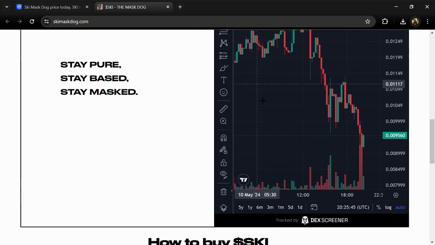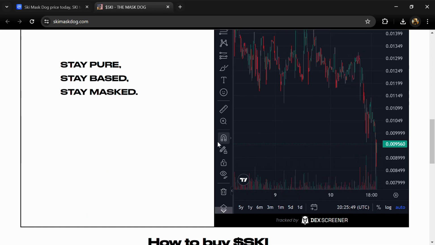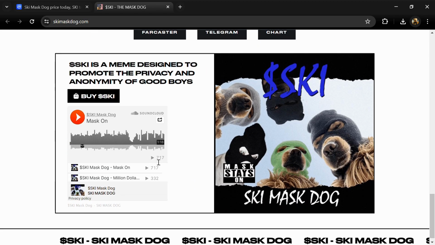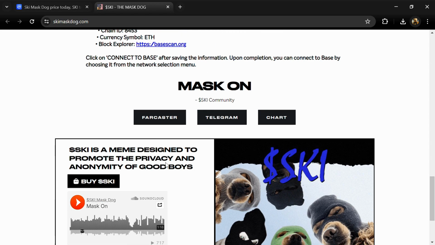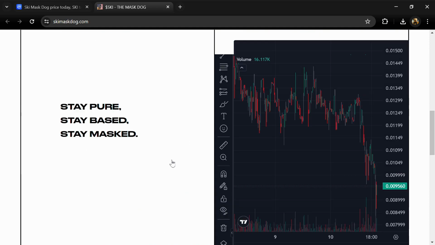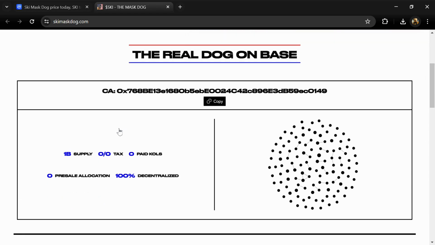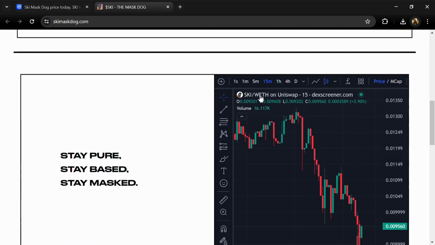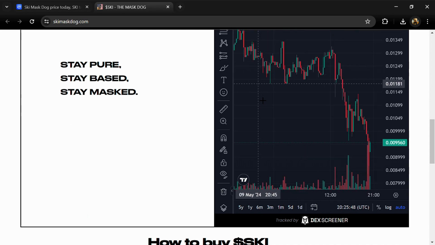According to the website, SKI Mask Doge: grab a mask and prepare for the biggest heist on Base. SKI Mask Doge token is built on the Base ecosystem, which means anyone can buy SKI Mask Doge token using Base token. The buying tax is zero and the selling tax is also zero.